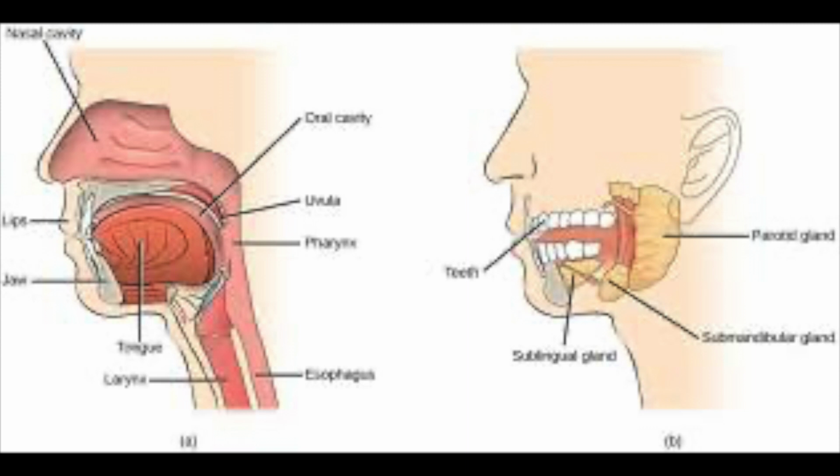The mouth produces the enzyme salivary amylase. Saliva is made out of water, mucus, and the enzyme salivary amylase. Once the food is in the beginning stage of digestion, chewing, it is now called a bolus.